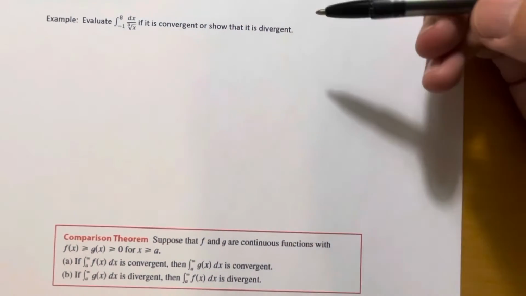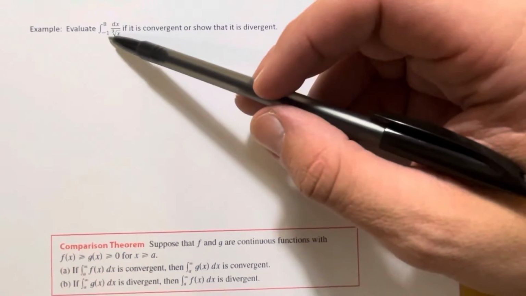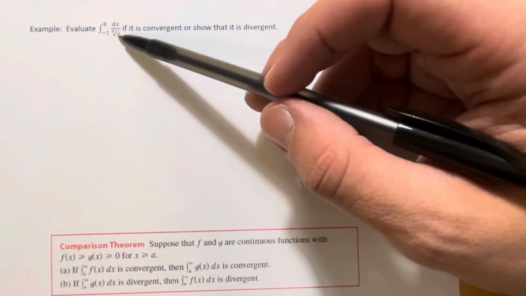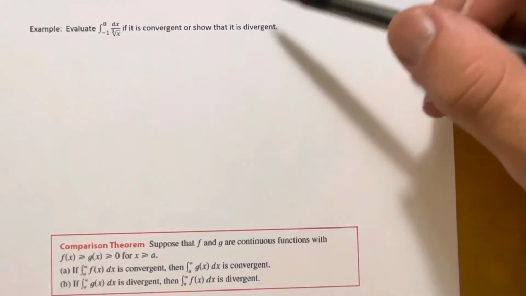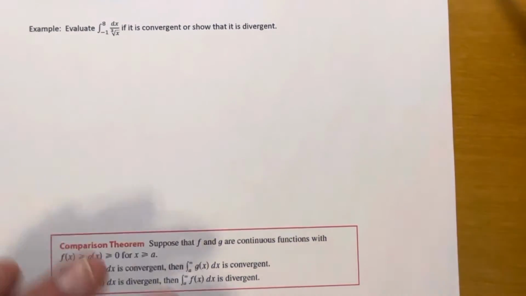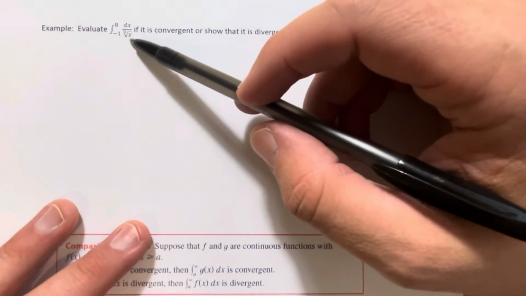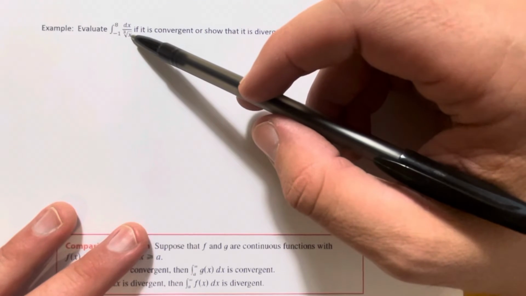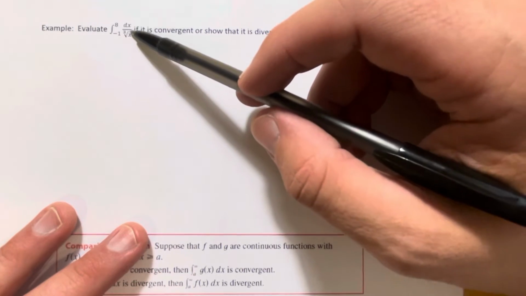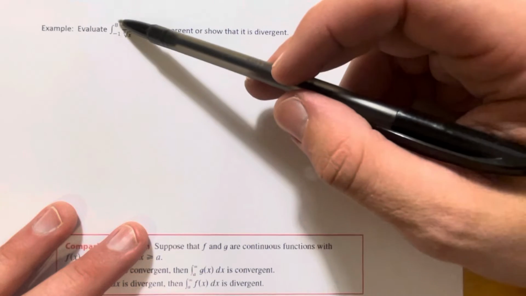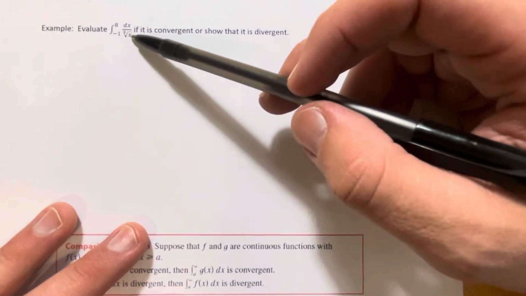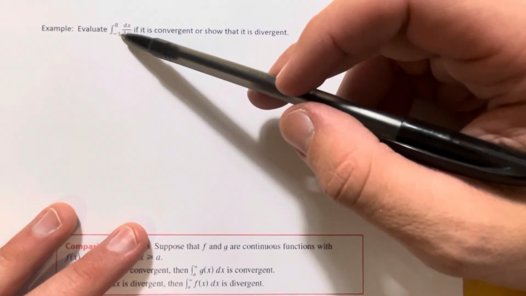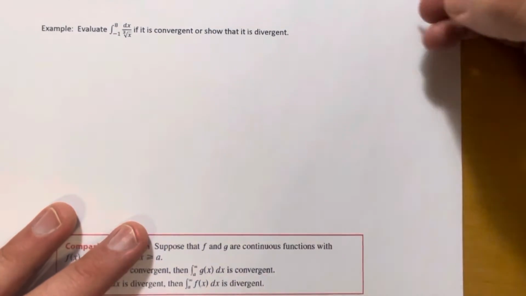Okay, this time I want to evaluate the integral from -1 to 8 of dx over the cube root of x, if it's convergent, or show that it's divergent. Okay, this has an infinite discontinuity when x is equal to 0, because then I'm dividing by 0. 0 is not one of the limits of integration, but 0 does fall between -1 and 8. So that means if I want to evaluate this, I have to split this up into two integrals.